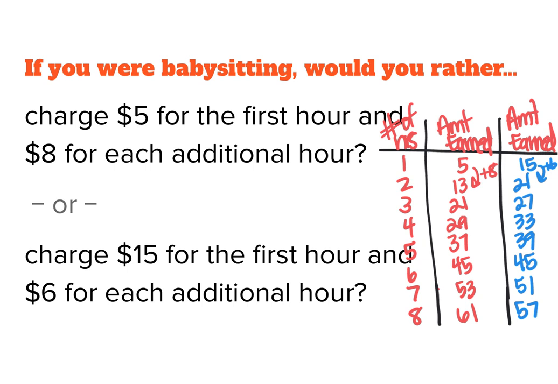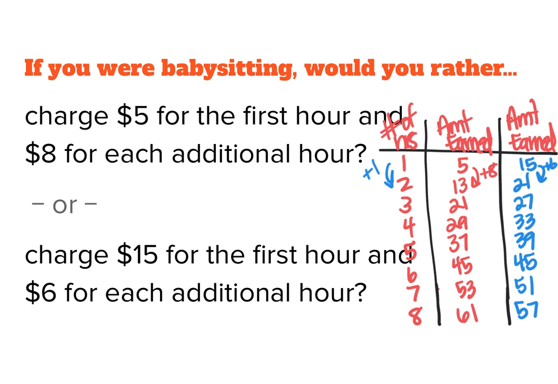So I want you to notice in my second column, each time that it changes by 1 hour, the amount that I'm getting paid goes up by an additional $8. For the last column, each time that it changes by 1 hour, the amount that I'm earning goes up by $6.